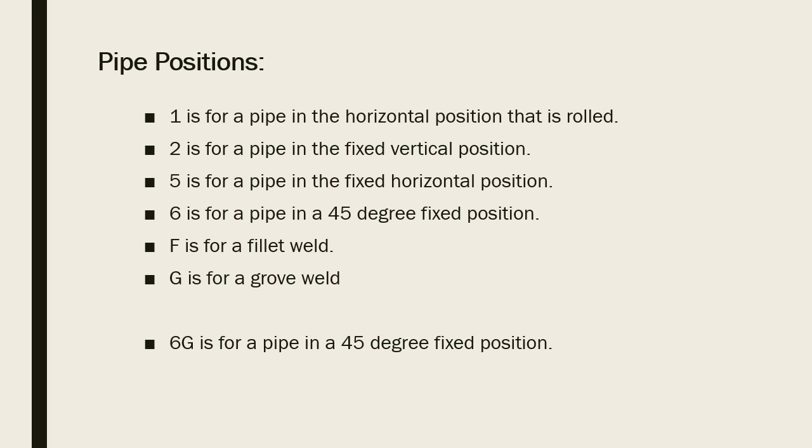F is for fillet weld. G is for groove weld. So using that nomenclature, 6G is for a pipe in a 45-degree fixed position. So, yeah, it all gets back to being able to speak the language of welders, and this is part of the nomenclature and the language for being able to speak pipe positions, because they gave them these numbering systems so that you could talk back and forth.